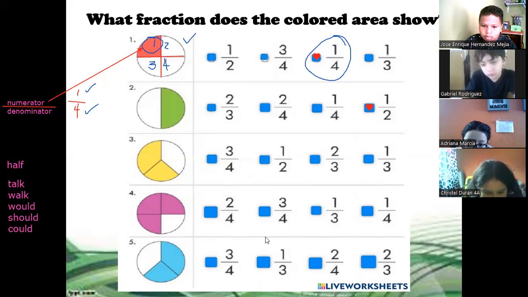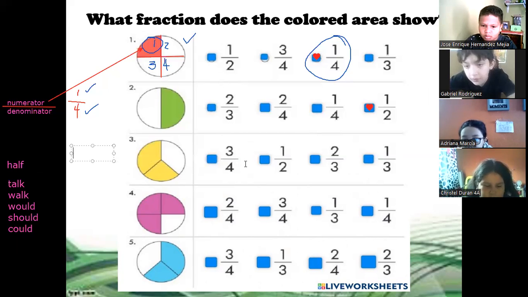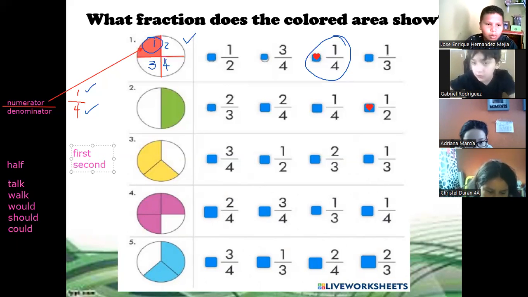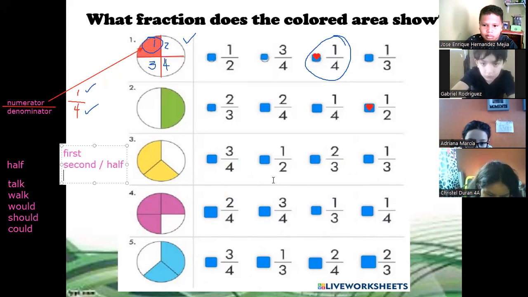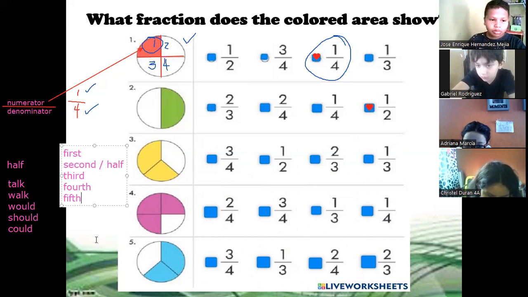The number 3. I want another student. Okay, that's another observation. The way you read the denominator, you need to use ordinal numbers. Ordinal numbers are first, second. Well, in this case, we use half, not second. We don't say 1 second. It is correct, but it's not common. It's common to use half: 1/2, 3/2, 2/2, etc. So for the number 3, we use third, fourth, fifth, sixth, seventh, eighth, ninth, tenth, and so on.